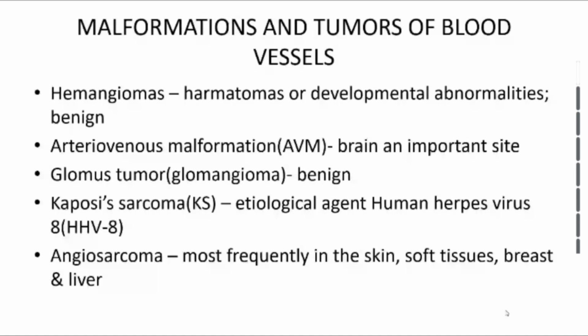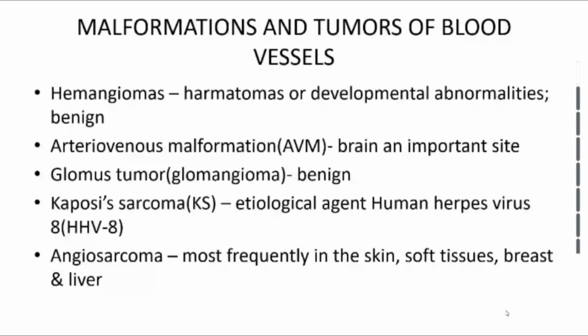Then we can have malformations and tumors of blood vessels. So blood vessels, you can still have malformations. You can have tumors. For example, when you talk of hemangioma, hematomas, these are basically developmental abnormalities, and most of the time they will be benign. So you can go ahead and look some more. Go look at what hematomas are. I'm sure if you check Google, you'll be able to find out. So initially they are benign.